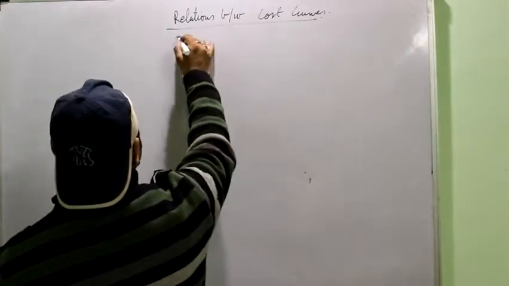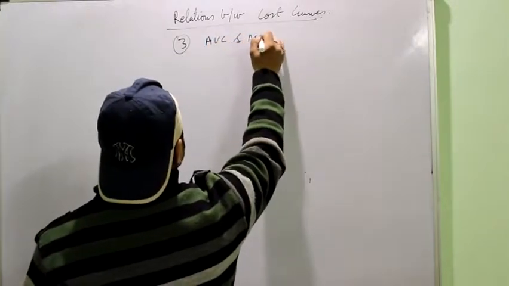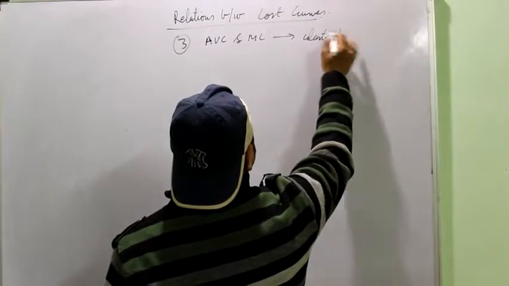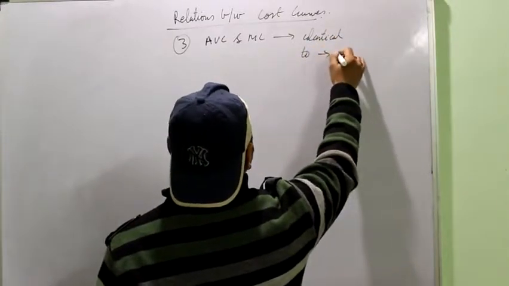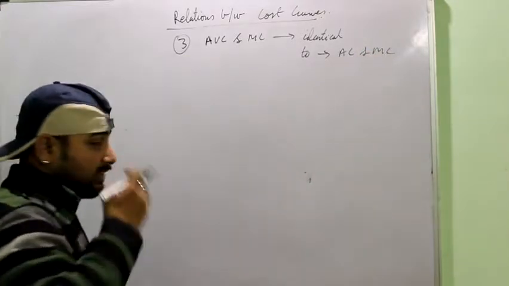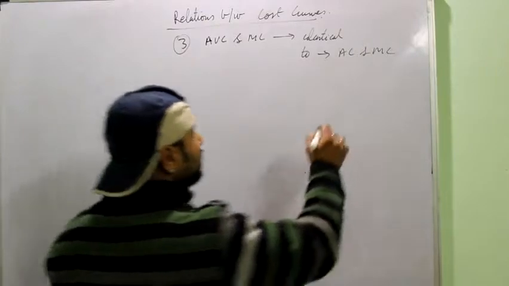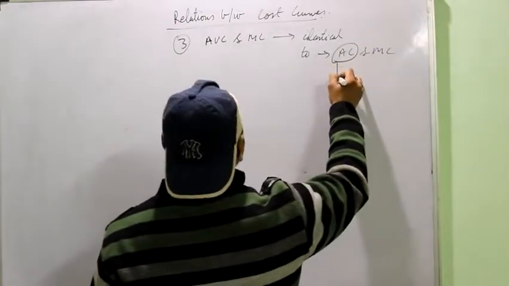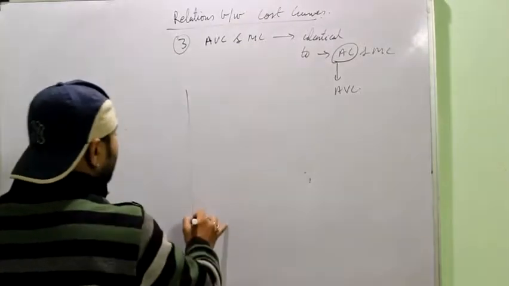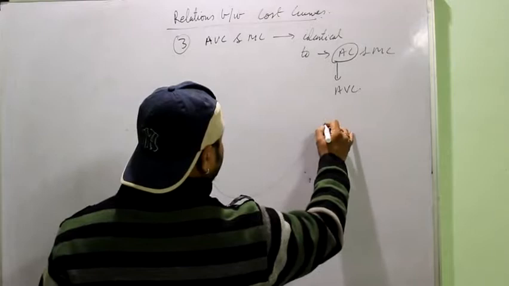the relation between ABC and MC. It is identical to the relation between AC and MC. Means the same diagram, the same points. Okay, all our points are same. Just AC will be replaced by ABC. Means if I draw the diagram, it would be identical to the previous diagram.